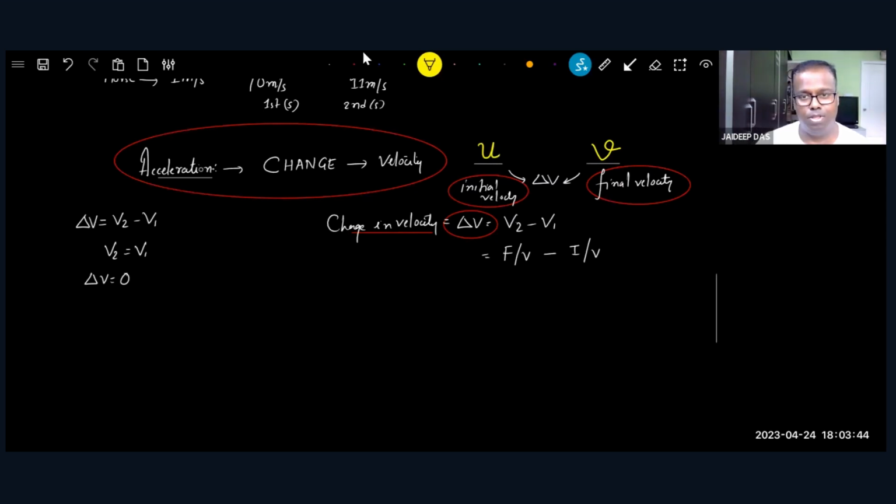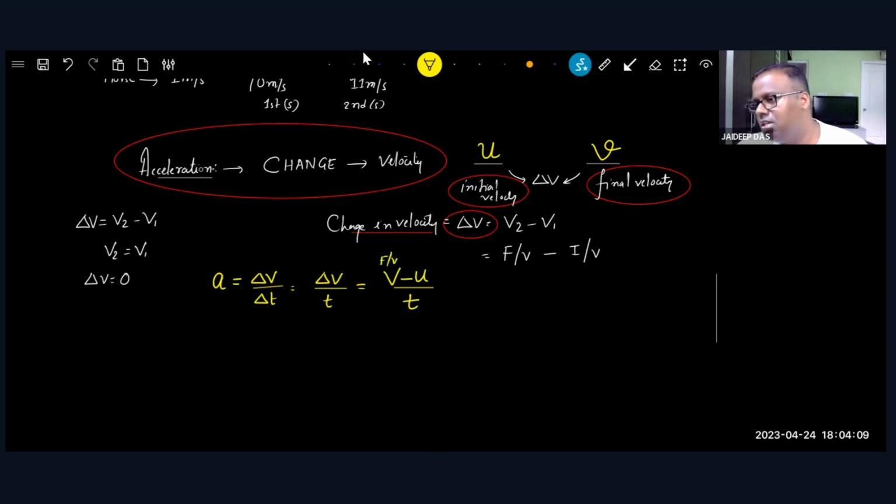Again, initial velocity is U, final velocity V. So can I now write the formula for acceleration? Acceleration is delta V, the change in velocity over the change in time. Many people write it as delta V over T, meaning delta T has been taken as T. Same, not an issue. So let's write what is delta V? V minus U by T.